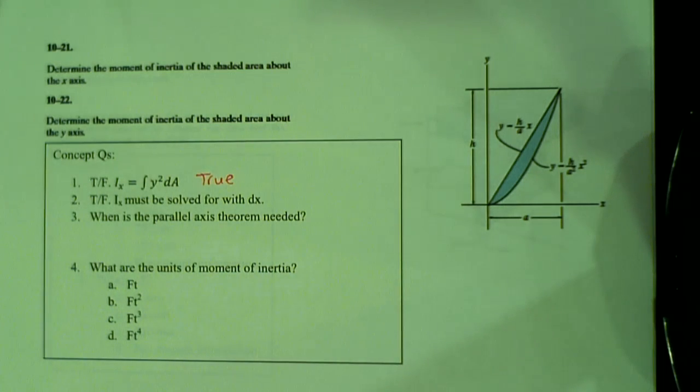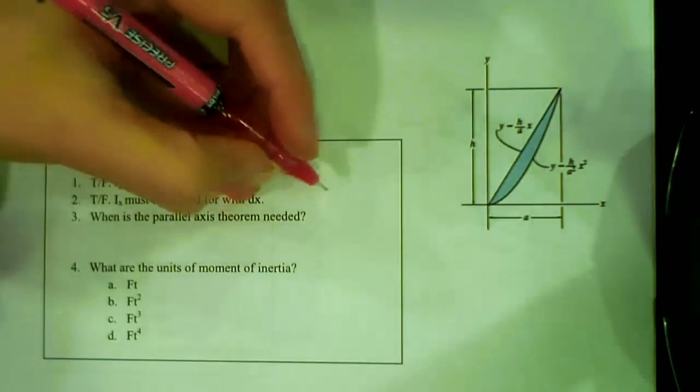Number 2 says Ix must be solved for with dx. False. Just like what we said before, it's flipped. So it has to be dy.